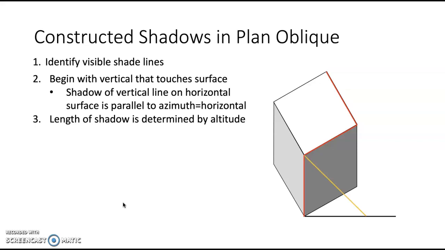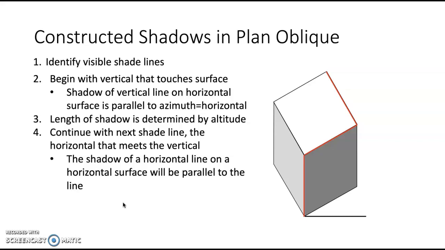The altitude is the 45-degree angle. We start at the top of the line and find where it intersects our horizontal line. Now we know exactly how long and where the shadow of that first shade line is. We then move on to our next shade line.